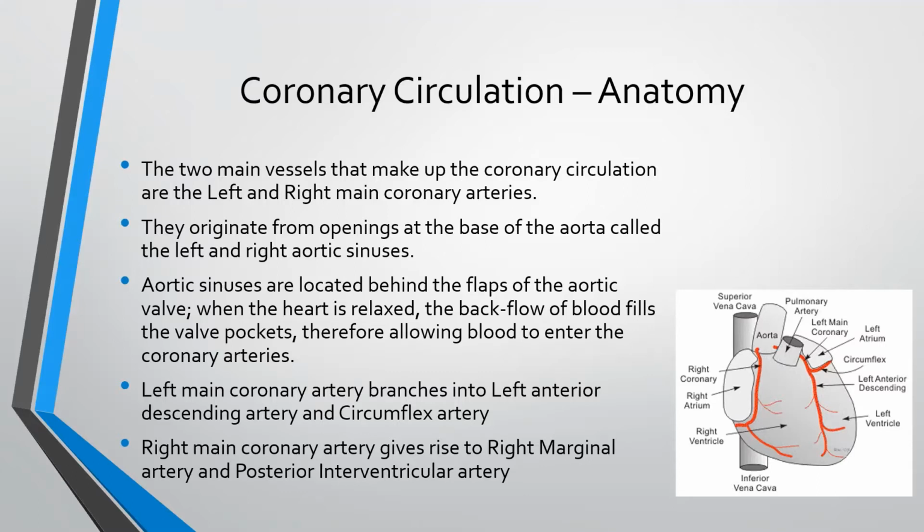So you can see in this picture, here is the left main coronary artery. It splits into two main branches, the circumflex artery and the left anterior descending artery. And on the other side, there is the right coronary artery, and this gives rise to what is called the right marginal artery and the posterior interventricular artery, which goes towards the back.